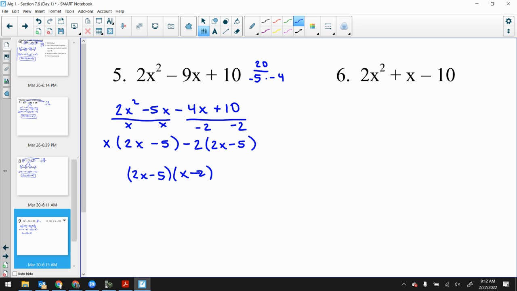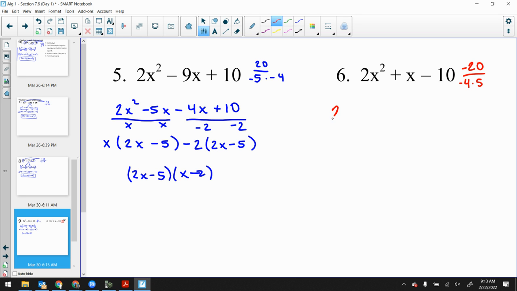Again, I need the factors of 20. But in this case, negative 20. Factors of negative 20 that add to get to what? 1. Would it be? Oh yeah, 5 and negative 4. Good. Negative 4 times positive 5. When I have one of each, I always put the negative factor first. Okay? Listen to me on that.